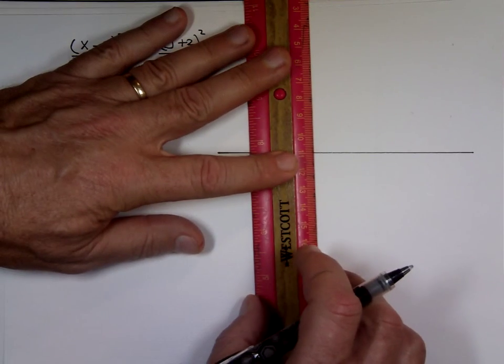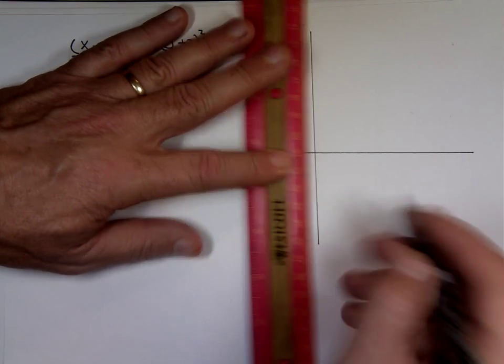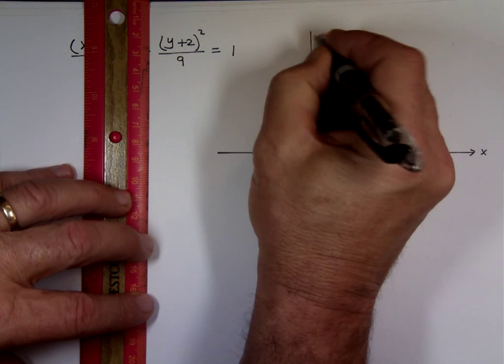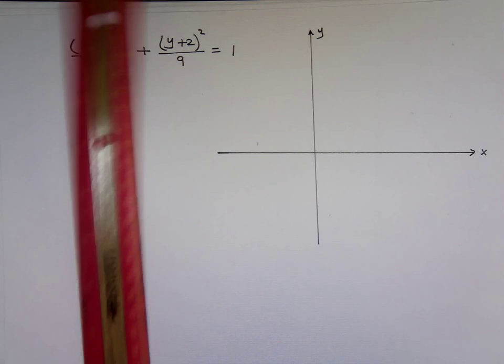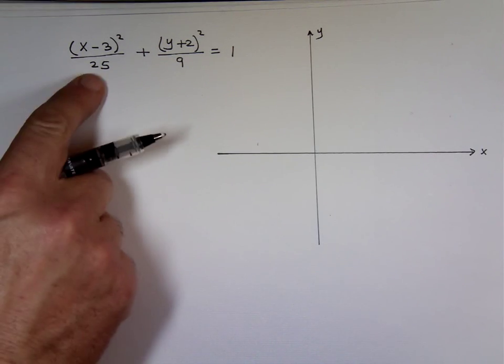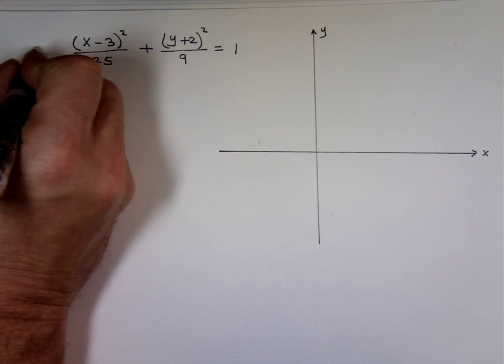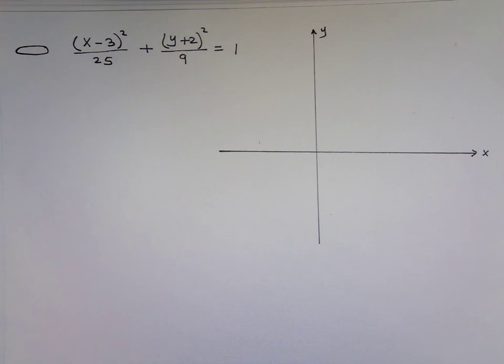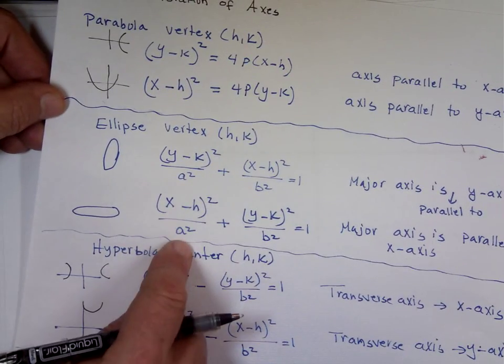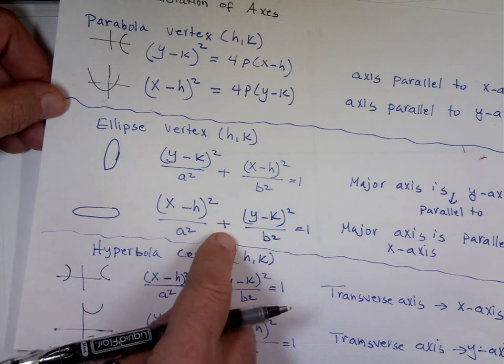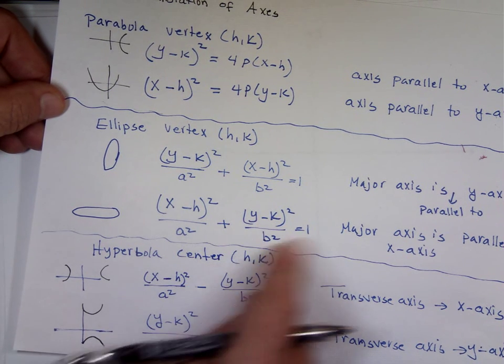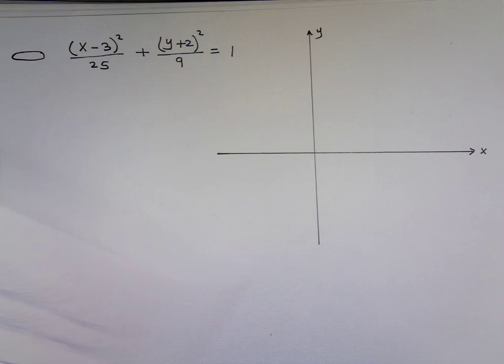So this is my x and y axis. Here we go. Now, a squared is what? 25? It's along the x-axis. So this is going to be which way? It's going to be this way, the ellipse that looks like that. Let's see which of these equations is for that. Well, I have it here. It's right here: (x minus h) squared over a squared plus (y minus k) squared over b squared equals 1. So let me write that form there.